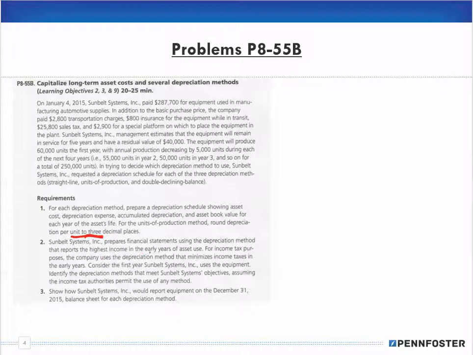So number 2, Sunbelt prepares financial statements using the depreciation method that reports the highest income in the early years of asset use. For income tax purposes, the company uses the depreciation method that minimizes income taxes in the early years. Consider the first year Sunbelt Systems uses the equipment. Identify the depreciation method that meets Sunbelt Systems' objectives, assuming that income tax authorities permit the use of any method. Okay, so for that, I'll actually cover that when we actually do it. And then it says here, show how Sunbelt would report equipment on the balance sheet for each depreciation method.